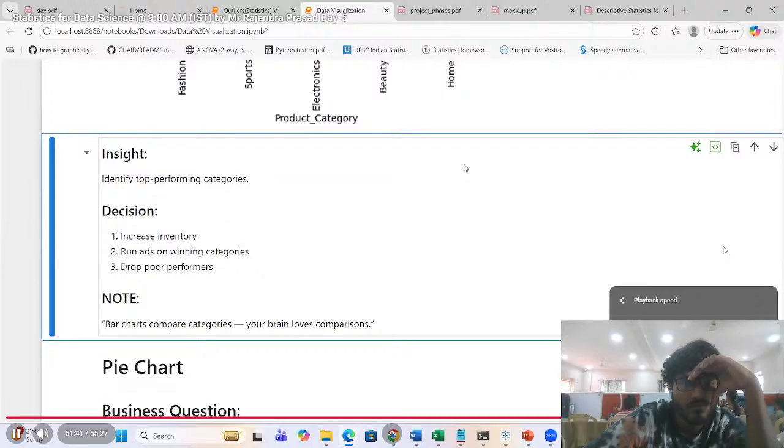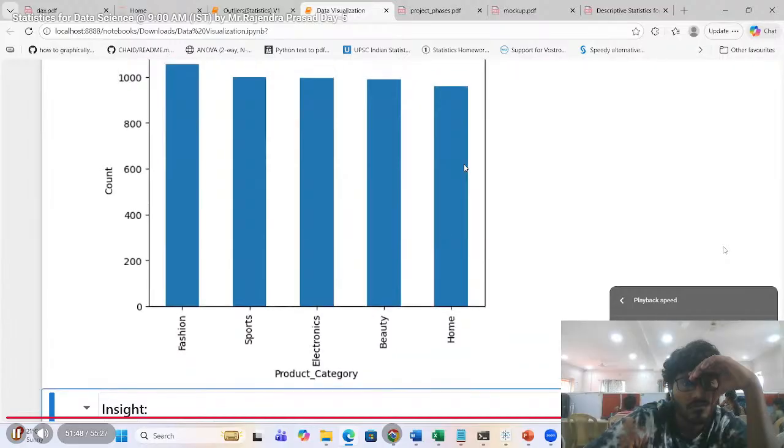See the note point: bar charts compare the categories. Okay. So that's it. Clear? So this is how we are going to use histogram and bar chart. Remaining all we'll discuss tomorrow.